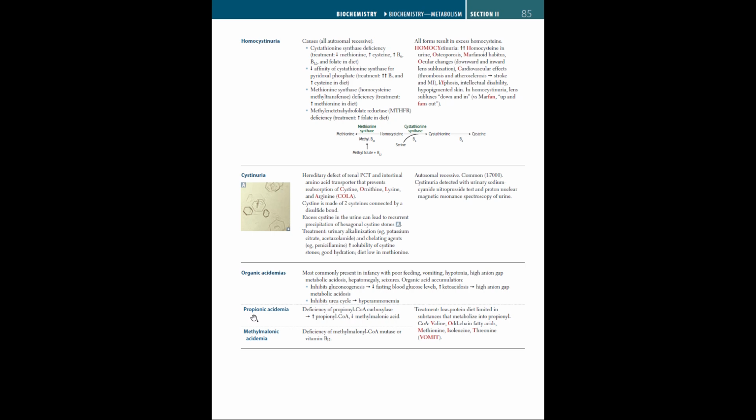Next, we have propionic acidemia, a deficiency of propionyl CoA carboxylase, which leads to increased propionyl CoA and decreased methylmalonic acid. The treatment is a low-protein diet limited in substances that metabolize into propionyl CoA, so valine, odd-chain fatty acids, methionine, isoleucine, and threonine. Now, methylmalonic acidemia is a deficiency of methylmalonyl CoA mutase or vitamin B12, and the treatment is the same.